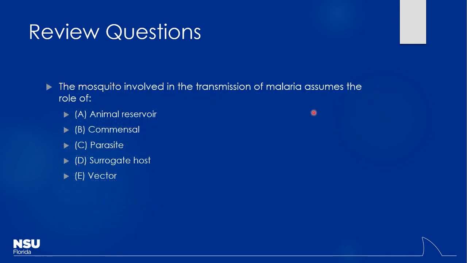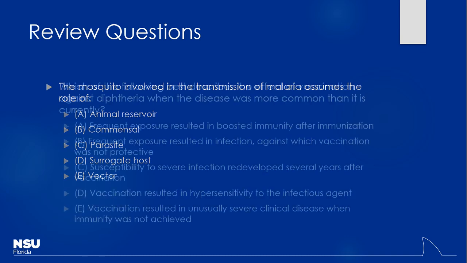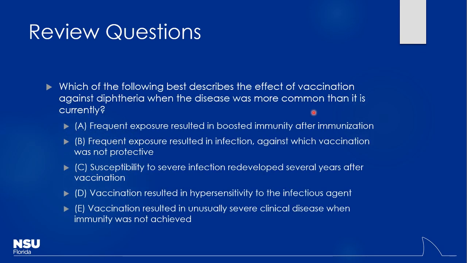Okay, if we're looking at the spread of malaria, the transmission, how would you consider the mosquito? So the mosquito in this case would be counted as what? An animal reservoir, a parasite, surrogate host, a vector. It's a vector, right? Because that's one actually spreading it from person to person. Very good. You should know that from your microbiome class you just finished up, right?